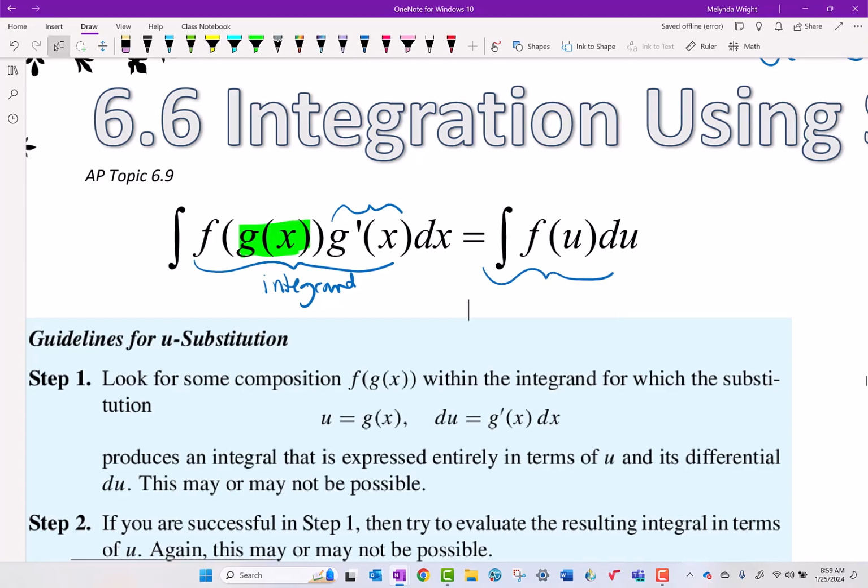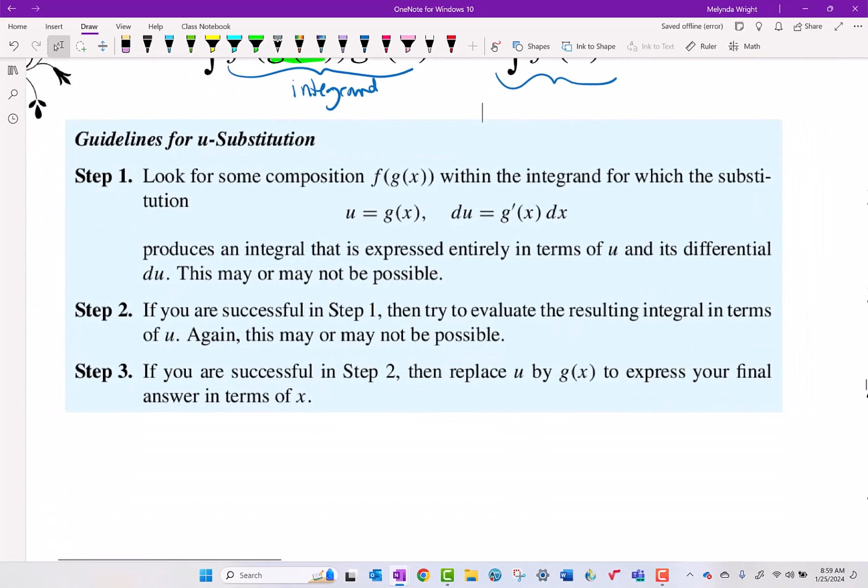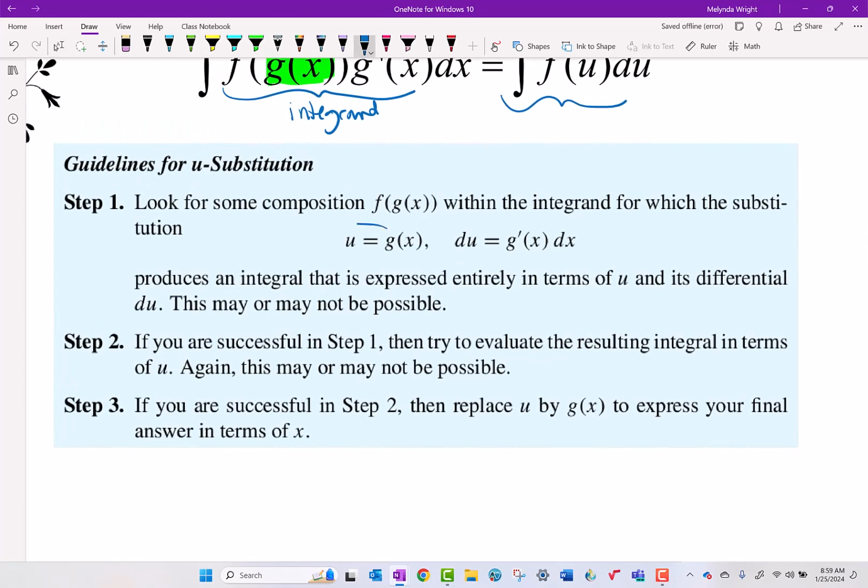So these are the steps. These are just general steps, and we're going to go through several examples to hopefully help. First, we're going to look for some composite function, something f of g of x, for which we can set u to be g of x, and then our du would be g prime of x dx. We may not pick the correct u the first time, and that's okay. We might need to try a different u. It's okay if you don't pick the correct u the first time.